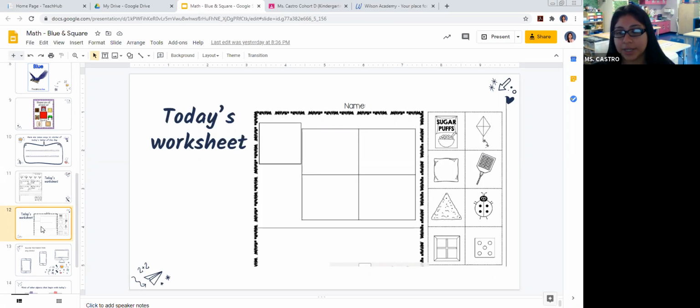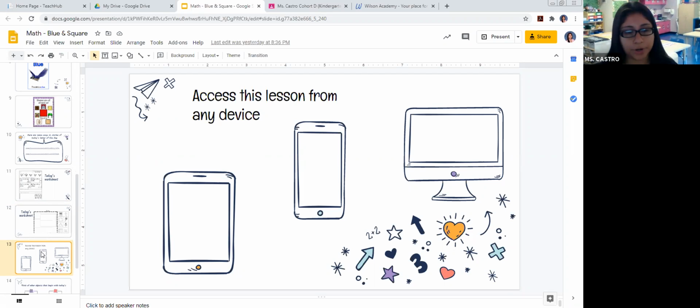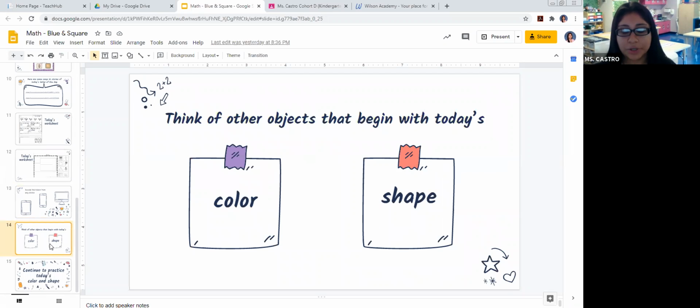There's objects here that are in the shape of a square, but not everything is the shape of a square. There's only 4 objects in the shape of a square. So those are the only 4 objects that you would put in the boxes, and everything else goes down here at the bottom because they do not belong. And again, you'll be able to access this lesson from any device, iPad, phone, computer, and then continue to think of other objects that begin with today's color and shape.